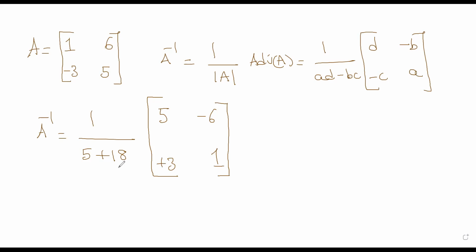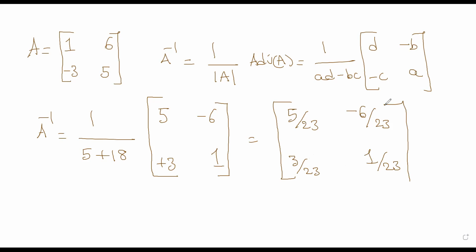So that's it. And then 18 plus 5, that is 23. So you have 5 by 23, minus 6 by 23, and 3 by 23, and you have 1 by 23 as the answers. Yeah, let's move on.